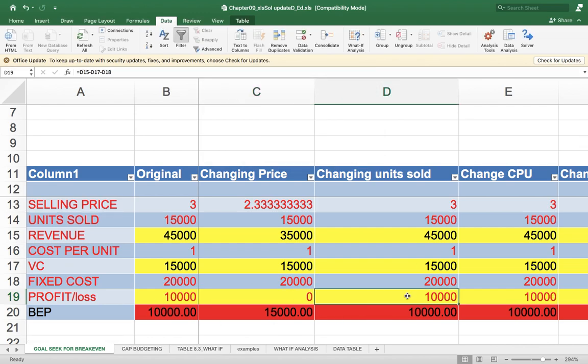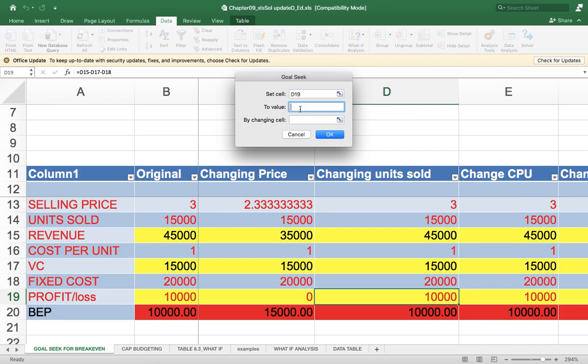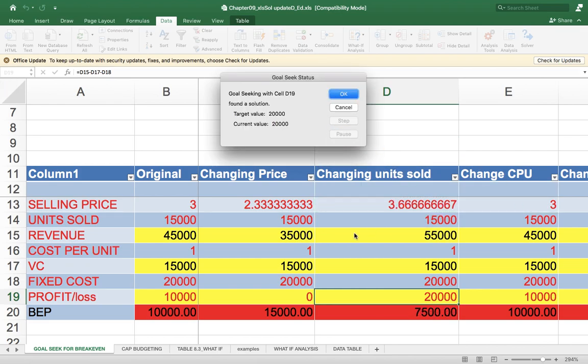Now come here. Go to the what-if and how much I need the profit? I have calculated 10,000. You tell me one figure. For example, 20,000. I want my profit to be 20,000 by changing the selling price. Enter. If my selling price will be 3.67, then my profit will be 20,000.